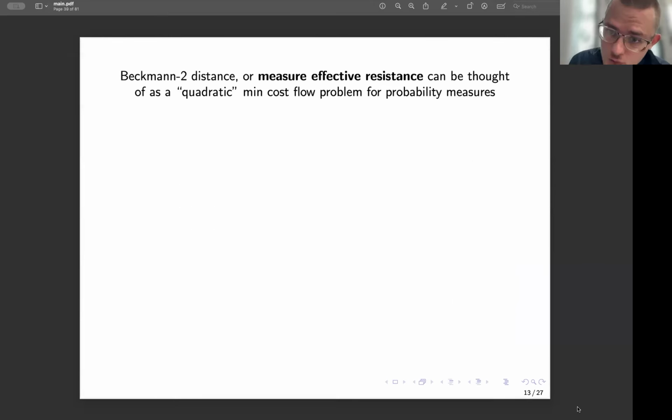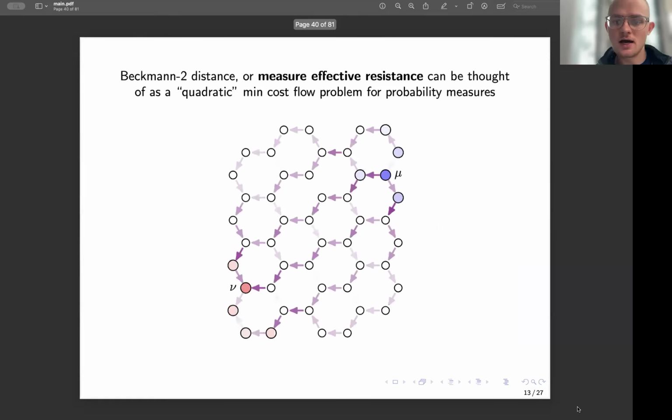So Beckmann 2, or what I'll call measure effective resistance, can be thought of as a quadratic min cost flow problem for probability measures. Having said that, the picture I showed you earlier, where I illustrated an optimal flow for the L1 problem, the one Wasserstein problem, now I'm showing you an optimal flow for the Beckmann 2 problem, the quadratic min cost flow problem. I've illustrated the flow with the intensity of the colors proportional to the value of the flow on that edge. As you can see here, as is typical with quadratic programs, the optimal solutions tend to be much less sparse when compared to the solutions to the L1 programs.